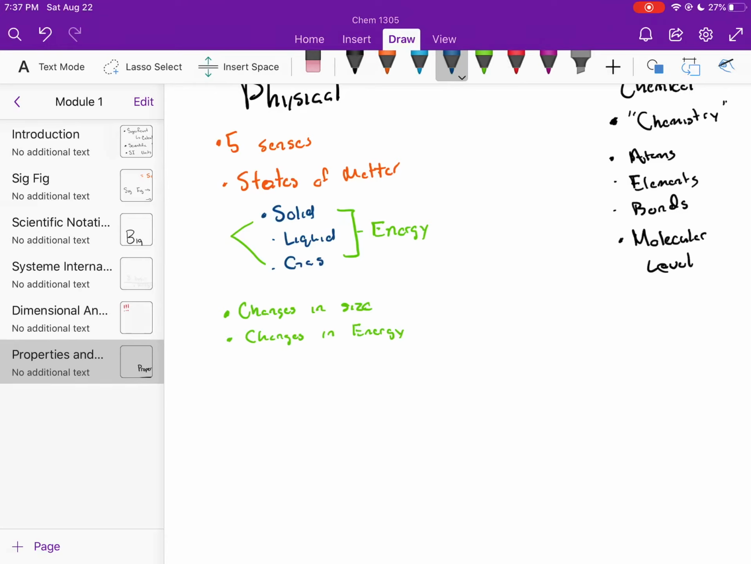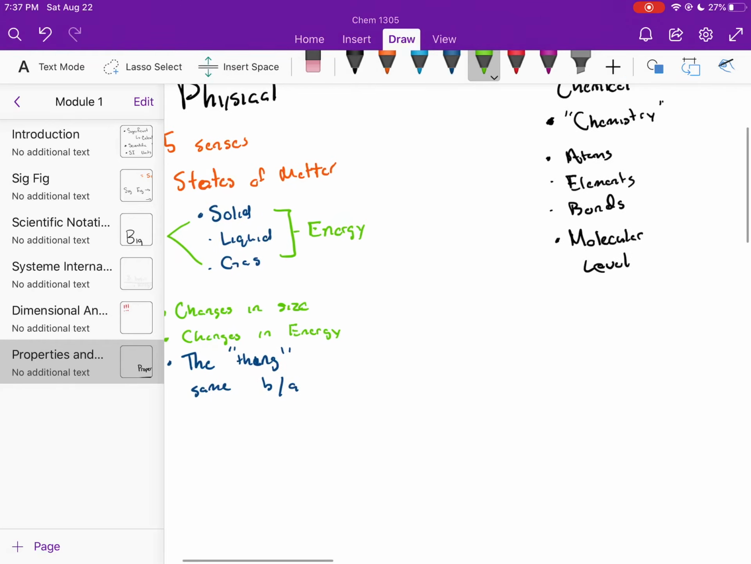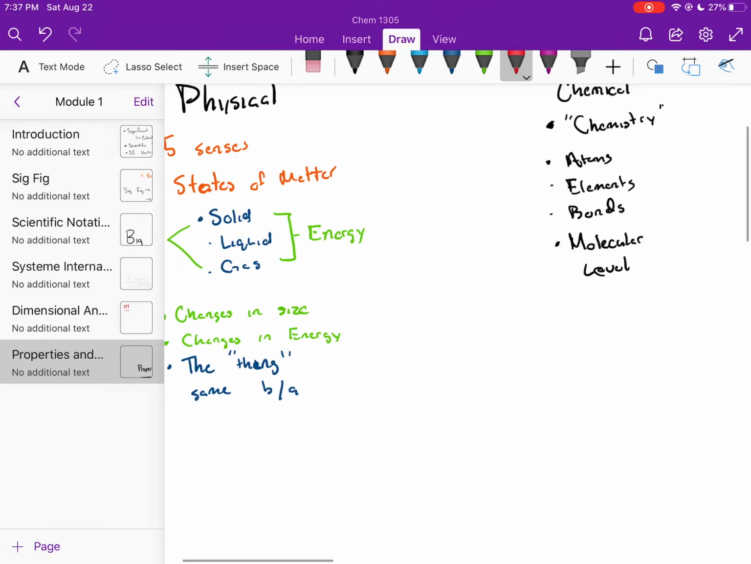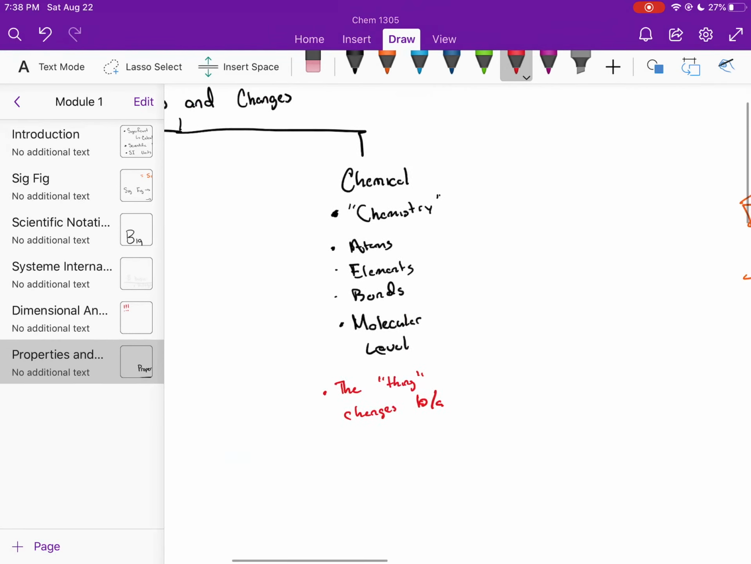Right? So also, the way you remember physical changes is if the thing is the same before and after. The thing we're talking about is the same before and after. Right? And let's talk about chemical changes. So if physical changes, the thing is the same, that means chemical changes, the thing changes before and after the change. Right, and I'll get to that in a moment. It'll be clear when I do examples.